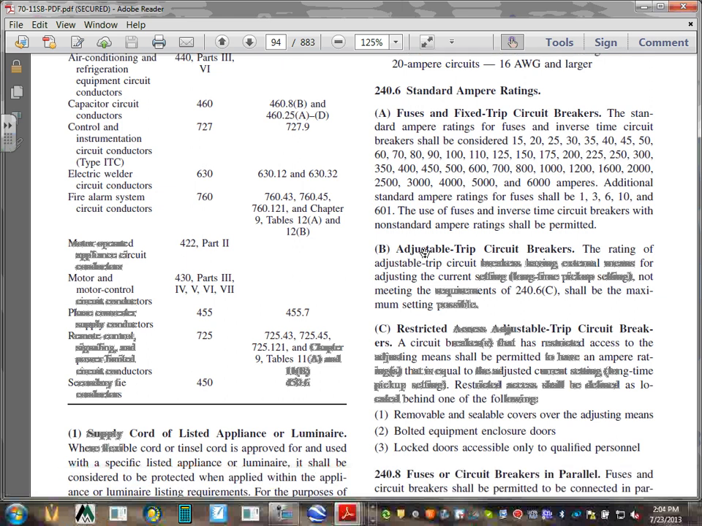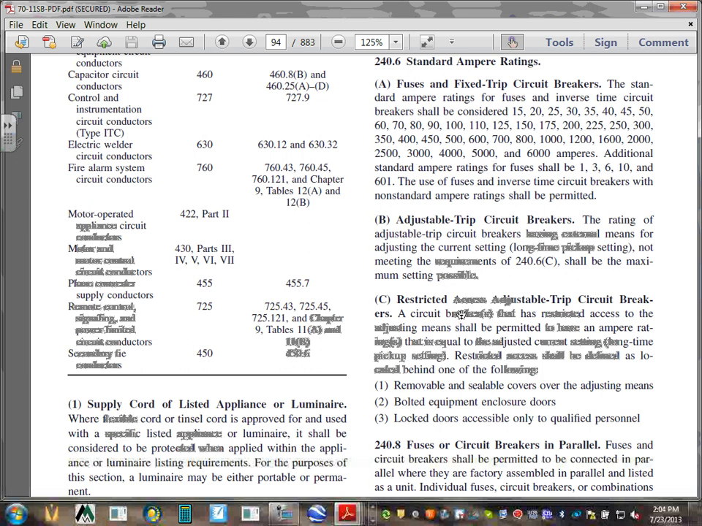And where would that be? Adjustable trip circuit breakers, you can go based on a long time pickup. I'll show you the examples that we did, but this is very, very handy. This is where it tells you restricted access adjustable trip. So you have an adjustable circuit breaker.